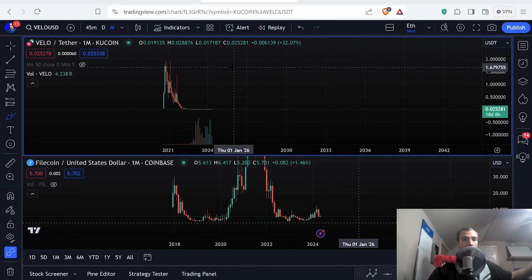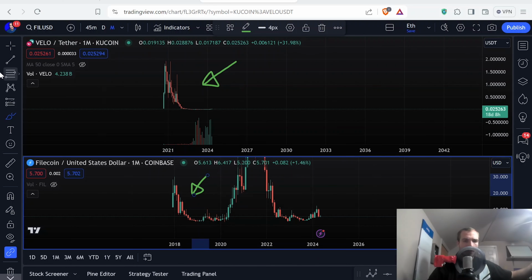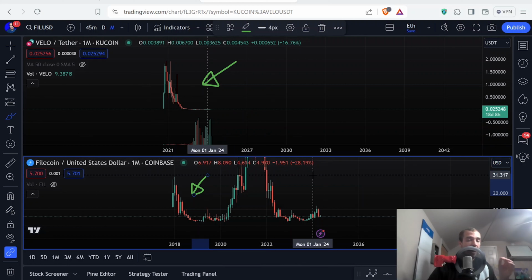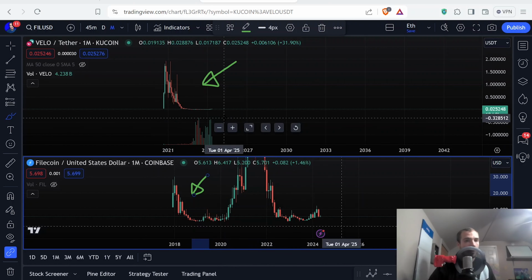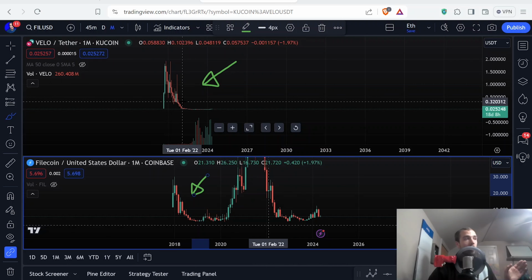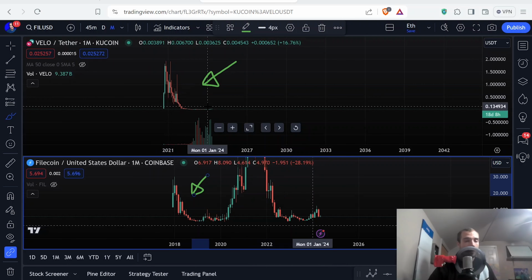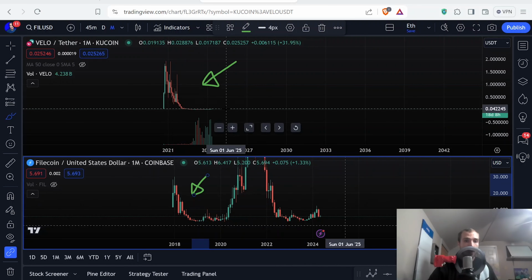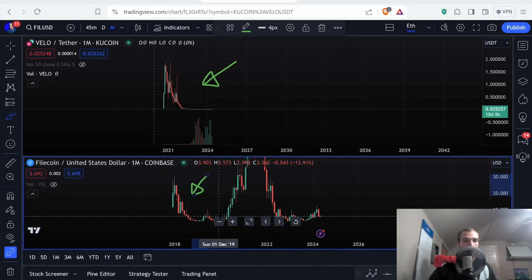So we can see Velo up here on the top, and Filecoin down here on the bottom. Now, Filecoin is a great example of what happens after this pattern occurs. You drop off a cliff like this, but then volume starts coming in. The price starts moving sideways and starts to double bottom, and you end up breaking bullish into a bull market.